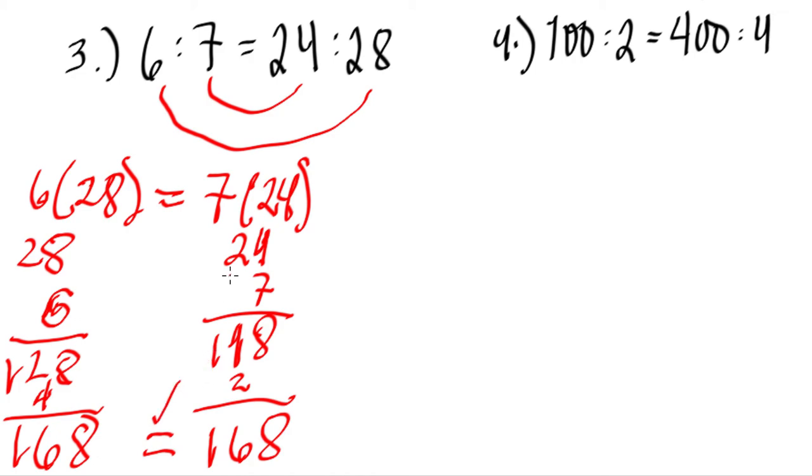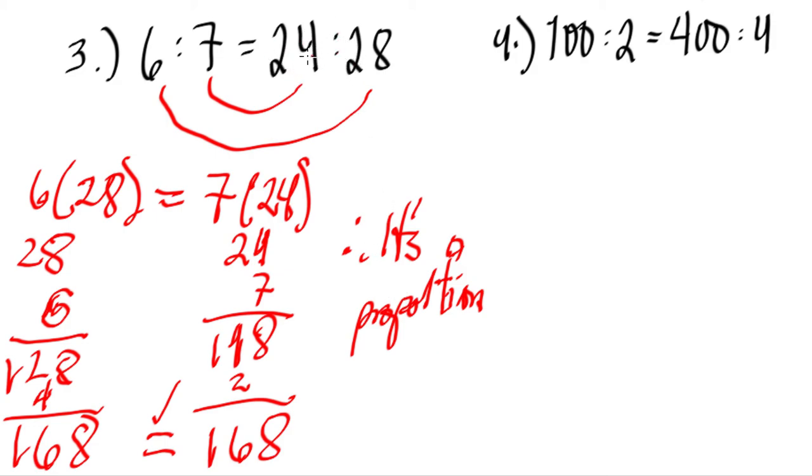That's an identity. So therefore, the answer here is it's a proportion. Therefore, number 3, okay, it's a proportion. You can also see that you can divide both of these by 4. So 24 divided by 4 is going to give us 6. 28 divided by 4 is going to give us 7. So that's equal to 6 is to 7.